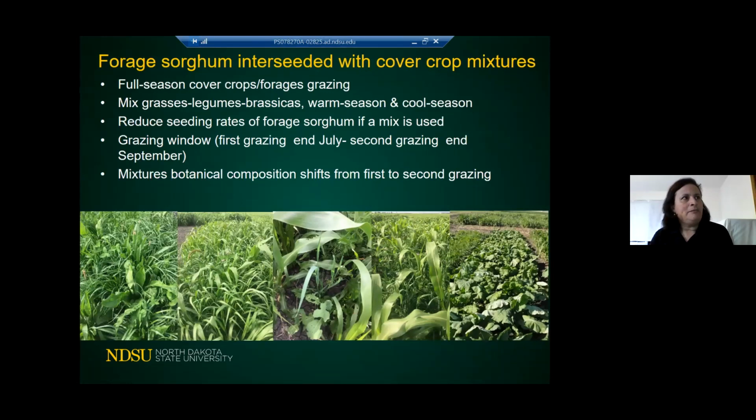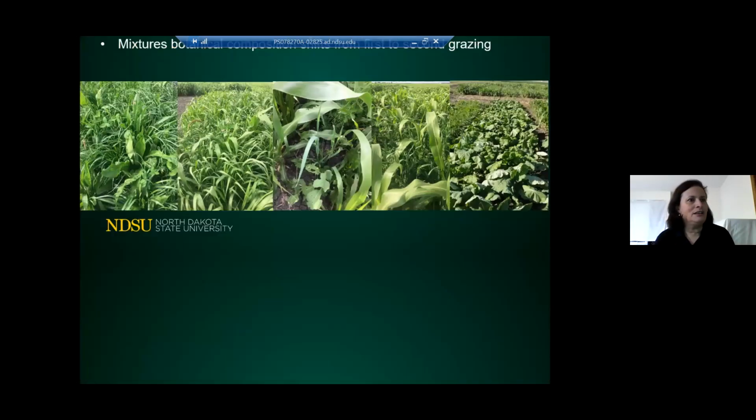So we did an experiment trying to mix different cover crop mixes with a forage sorghum as a base, but also foxtail millet and pearl millet. This was a little bit for prevented planting: what should we plant if we plant sometime in June? Okay, what mixes of legume, brassicas, warm season, cool seasons? What seeding rates should I use? What's the grazing window, and what happens with the shift in botanical composition? And this was really interesting on these crops.